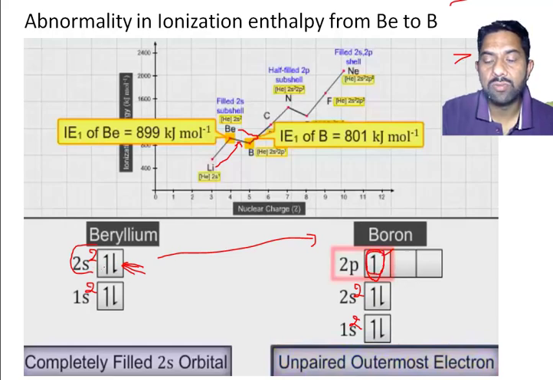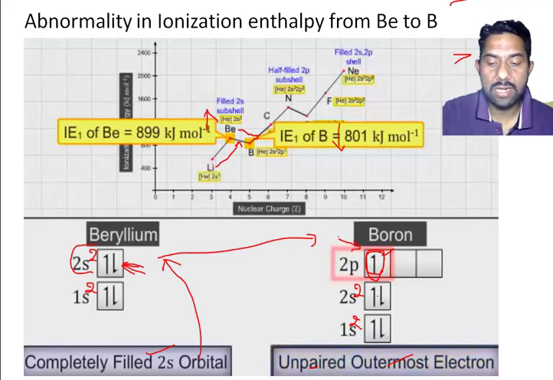Whereas in the previous case, due to greater stability, the removal of the electron was difficult. Hence, boron has less ionization enthalpy because we can take out this electron easily. There is an unpaired outermost electron in boron, whereas a completely filled 2s orbital is there in beryllium. Hence beryllium has greater ionization enthalpy, whereas boron has lower ionization enthalpy, although boron has greater nuclear charge. Is it clear?